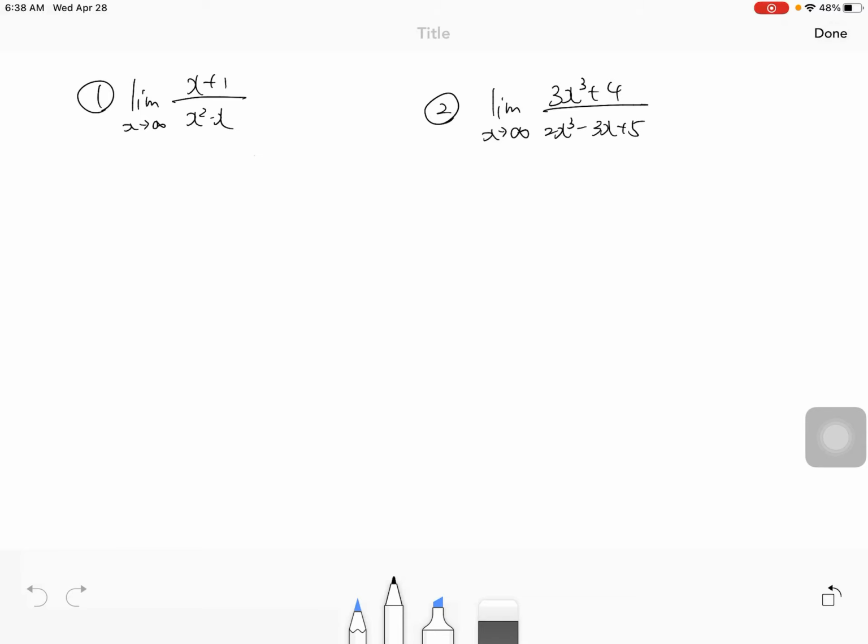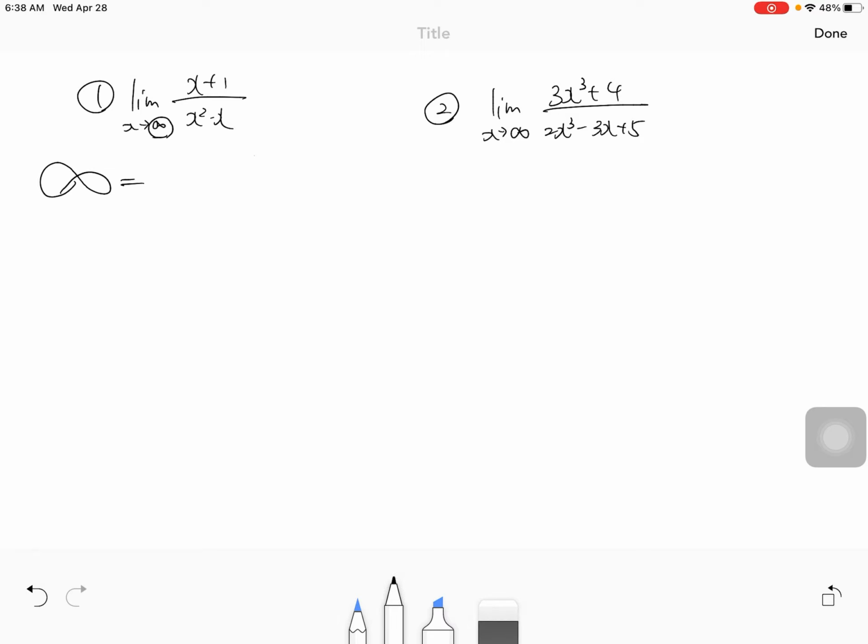Limit of (x plus 1) over (x squared minus x) as x approaches infinity. So first of all, let me make sure you know the meaning of infinity. Have you ever heard of it? Infinity means really big number. It could be a million, it could be a billion, it could be more than that. Anyway, x approaches a really big number in this case. So what will happen?